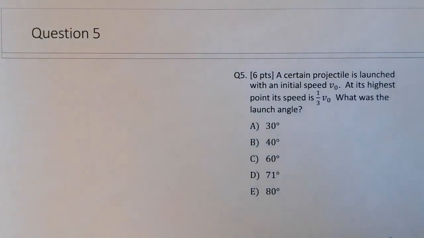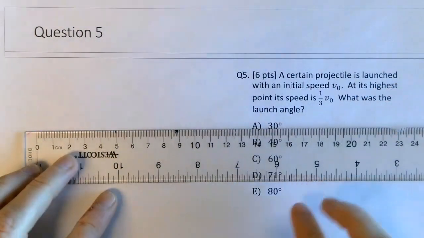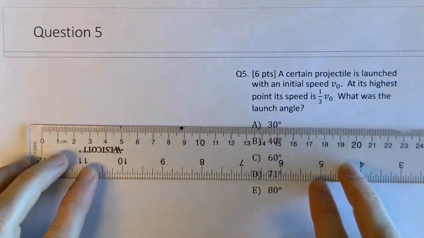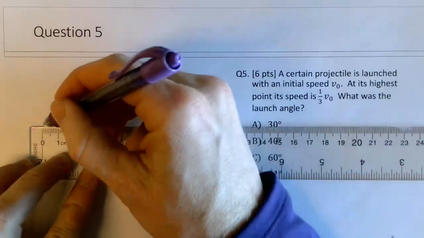Okay, so question 5 of the final exam reviewed. It's also a projectile motion problem. Looking at the context, a certain projectile is launched with initial speed v0, and at its highest point its speed is 1/3 of that initial speed. What was the launch angle? It's maybe a difficult question to read or interpret, and it's based on vectors.